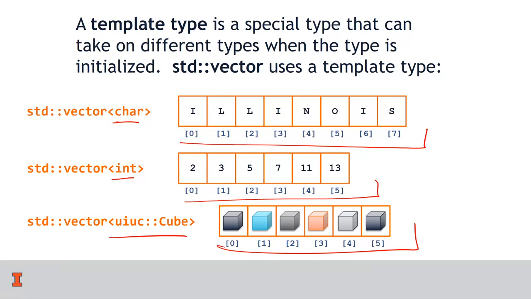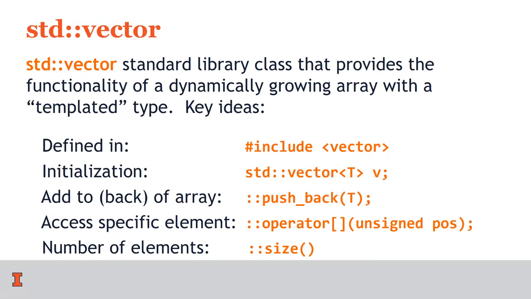All of these things represent an array of objects in memory, and it's done through a standard library called the vector. The standard vector, or std::vector, is part of the standard template library we discussed earlier, and it provides the functionality of a dynamically growing array with a templated type. So there are 5 key ideas of how we're going to use this vector. The first is we're going to include the vector in our program by using #include <vector>, and that's going to add the ability for us to use the standard vector in that source code file.